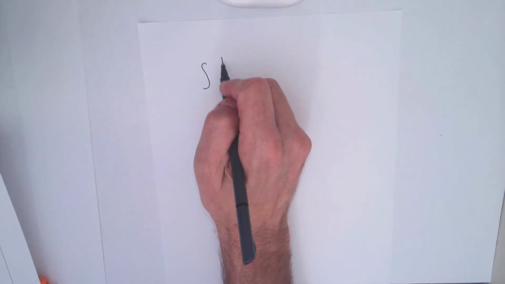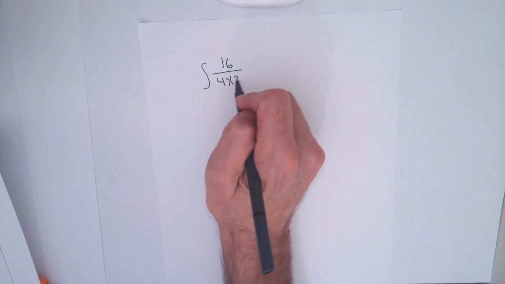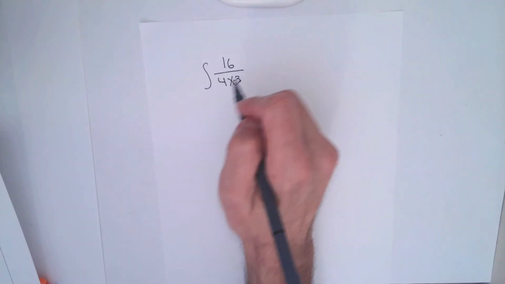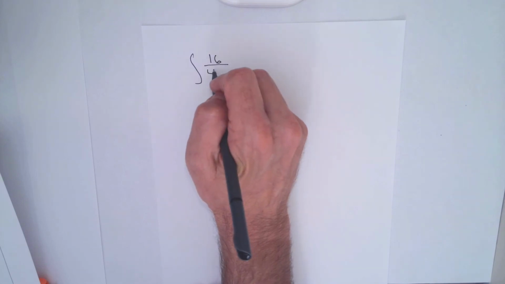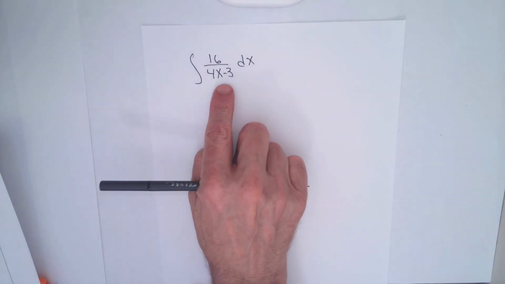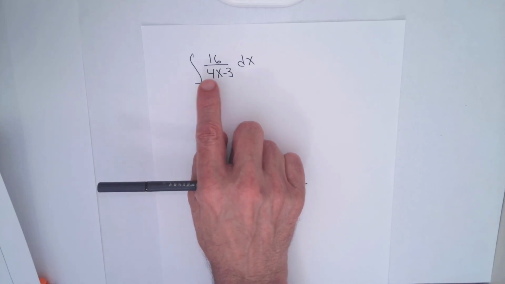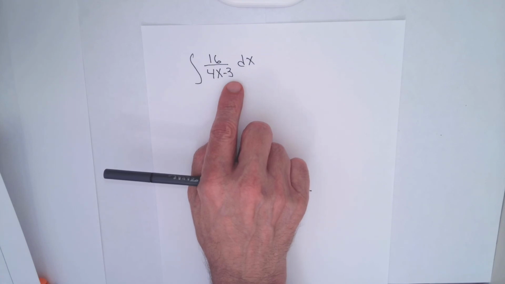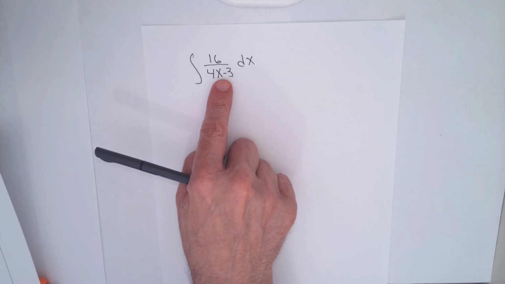So if I want to integrate 16 over 4x minus 3 dx, this fraction has a binomial in it. I can't break this up into 16 over 4x and 16 over minus 3. That's illegal. What we did in the last section, you need a monomial in the denominator.